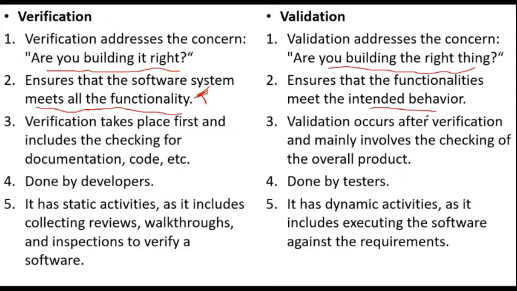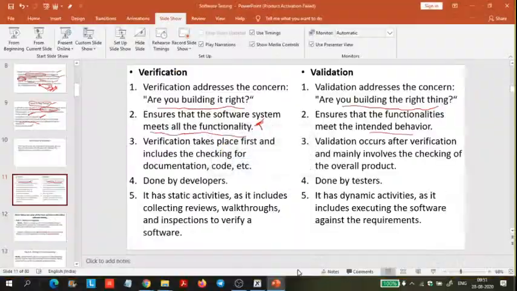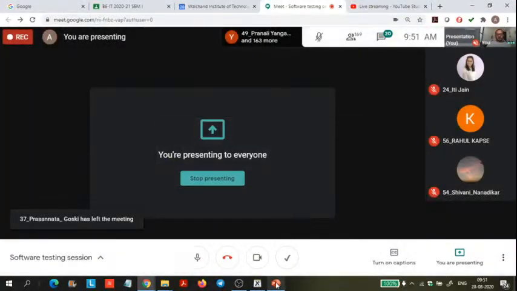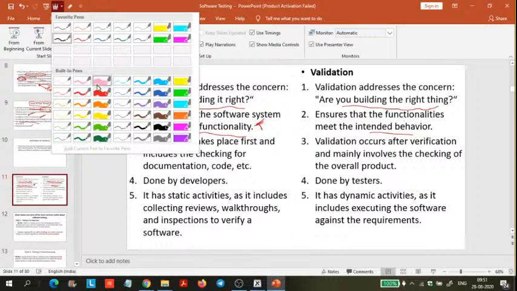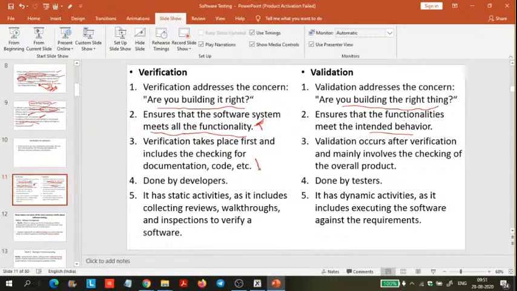Validation means at the end, the product is as expected by the customer and meets the intended behavior. Also, verification takes place first and includes checking the documentation, the code. Verification takes place first, and validation occurs after the verification. When does validation come? After the verification.